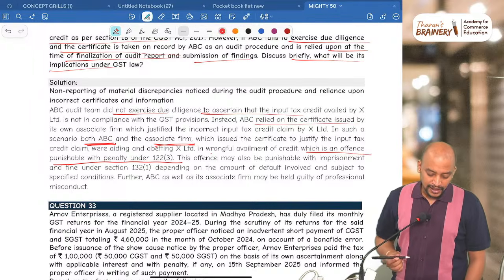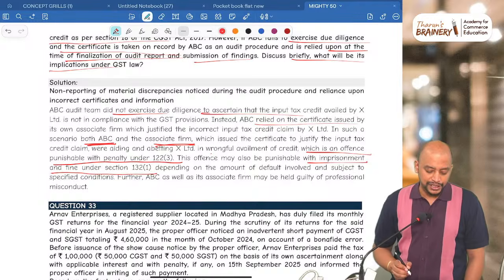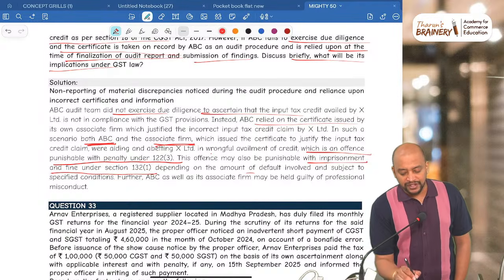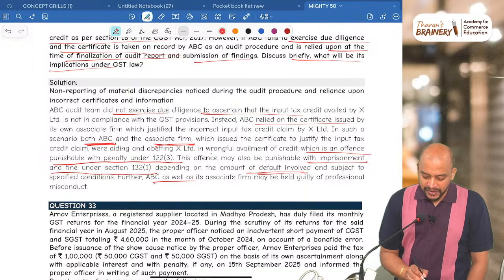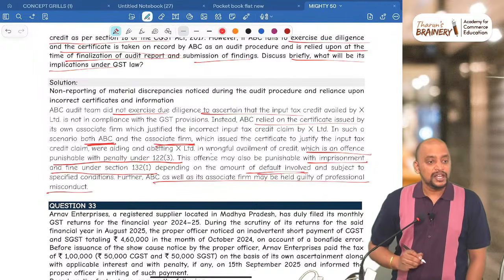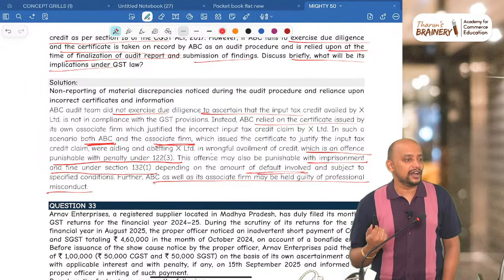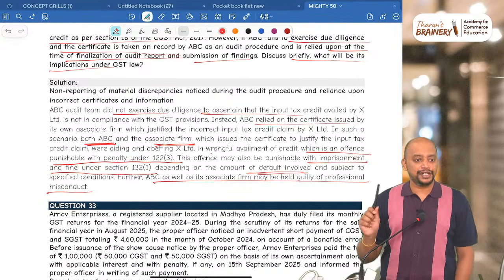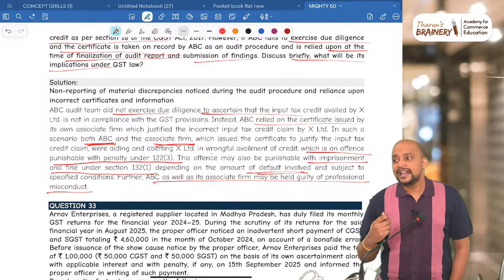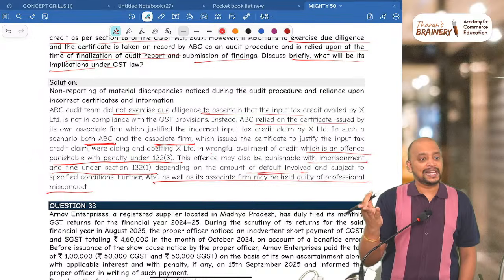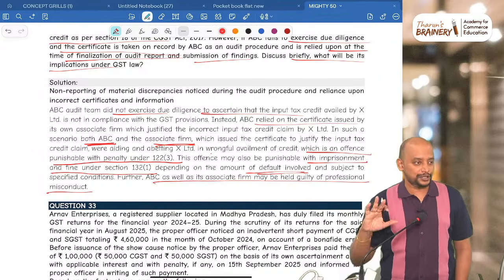Okay. This offence may also be punishable with imprisonment and fine under 132(1) depending upon the amount of default involved and subject to specified conditions. Further, ABC as well as its associate firm may be held guilty of professional misconduct, but that information you need to write. Anyhow, you learn that in auditing, which I already gave, so you need to write. Under which schedule they will come under misconduct and what will be the penalty, reprimand, removing from the members list, those points you need to write in the exam.